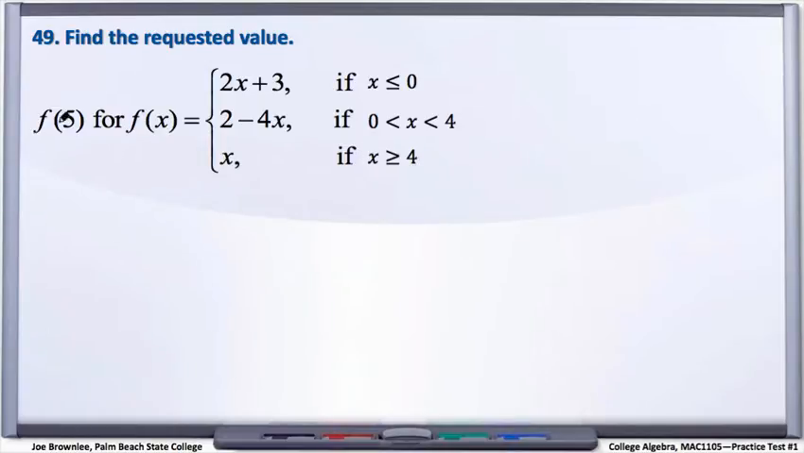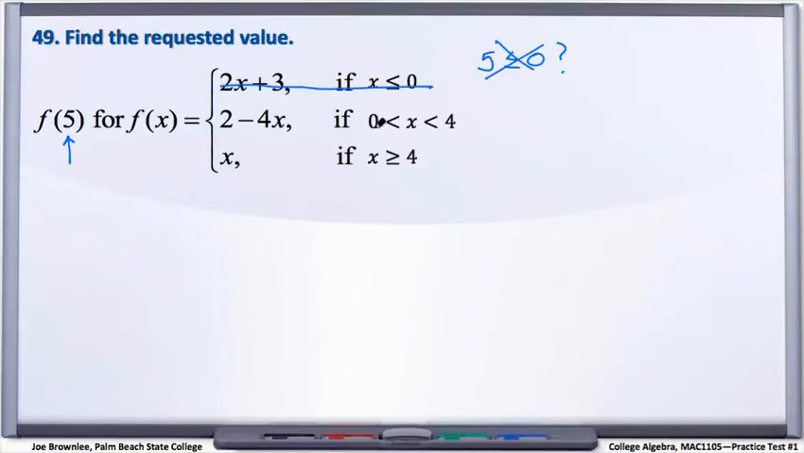So let's see, f of 5. They're telling us they want us to plug in the value 5 for x and then evaluate. Let's take a look at our domain restrictions and see which of these three pieces we're going to be using in order to find the requested value when x is 5. This first piece is only to be used if x is less than or equal to 0. So is 5 less than or equal to 0? Is that a true statement? No, that's false, right?